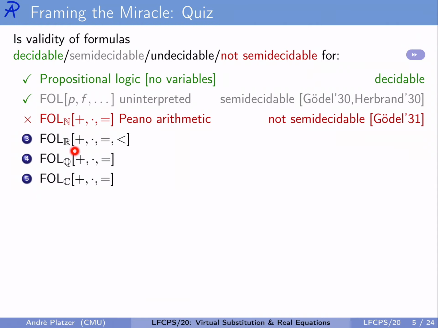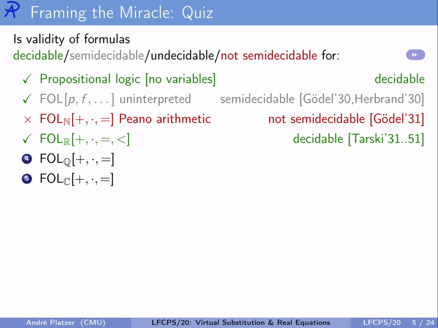In that case, due to a seminal result by Tarski from 1931, which was unfortunately only published much later, it is shown to be decidable. So there's an algorithm, in fact even better than for uninterpreted first-order logic, that, given any logical formula of real arithmetic, will in finite time say yes if and only if the formula is valid, which is really amazingly cool.